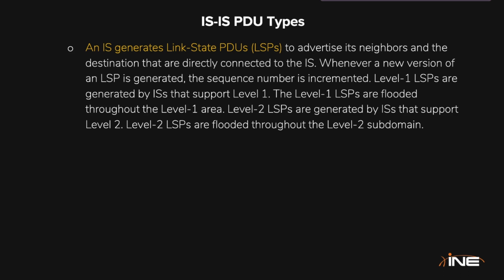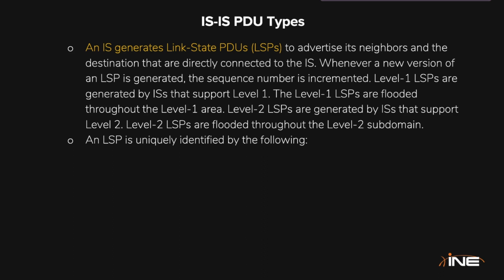Level 1 LSPs are generated by routers that support level 1. Level 1 LSPs are only flooded within the level 1 area. Level 2 LSPs are generated by routers that support level 2. Level 2 LSPs are flooded throughout the level 2 subdomain.